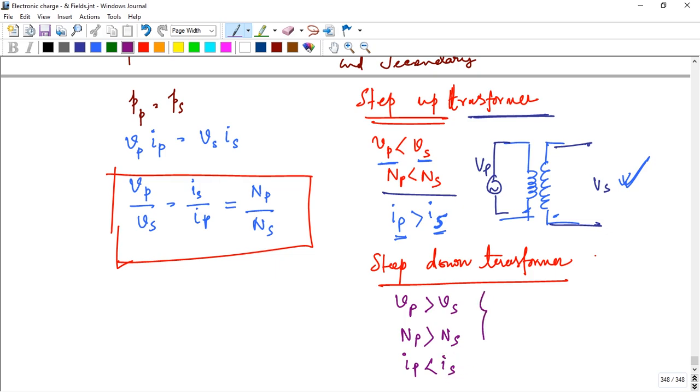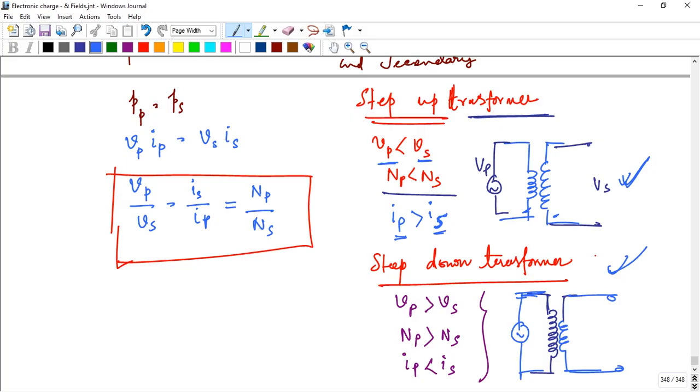Okay, and our transformer looks like this. There's a primary, and that's the secondary. These are the AC source, AC mains, and that's the transformer. Okay, so current in primary is lesser than current in secondary, because the voltage in primary is high and voltage in secondary is low. That's why this is a step down transformer.